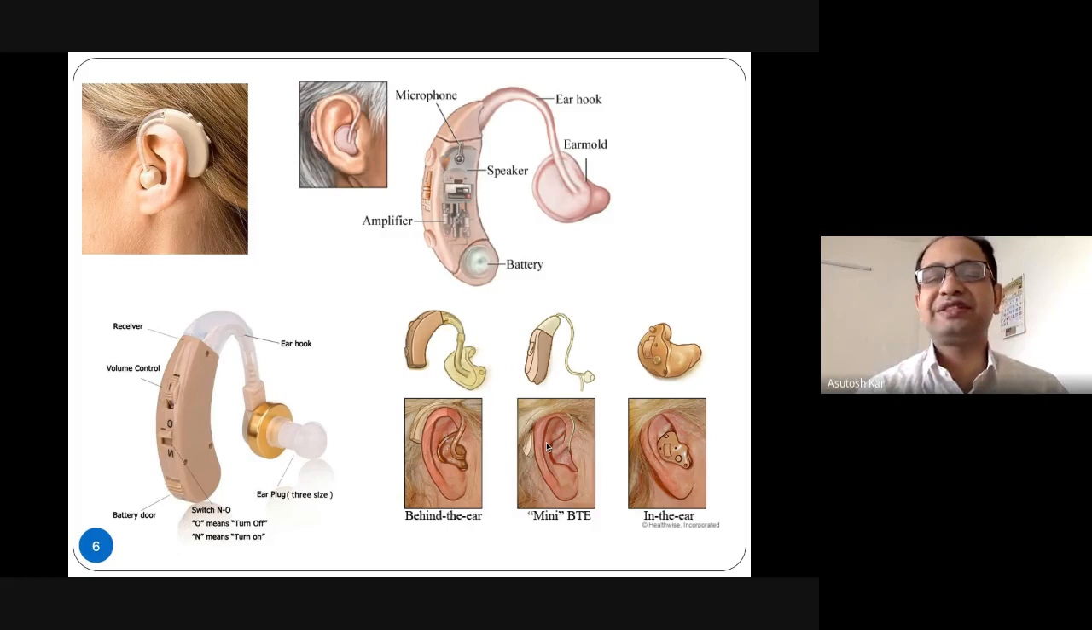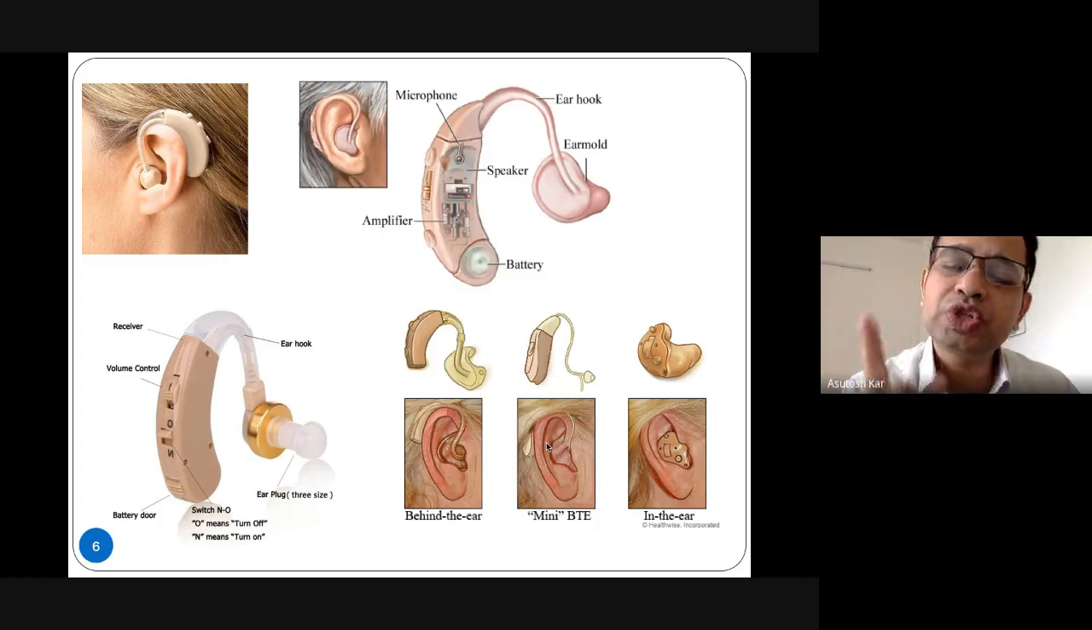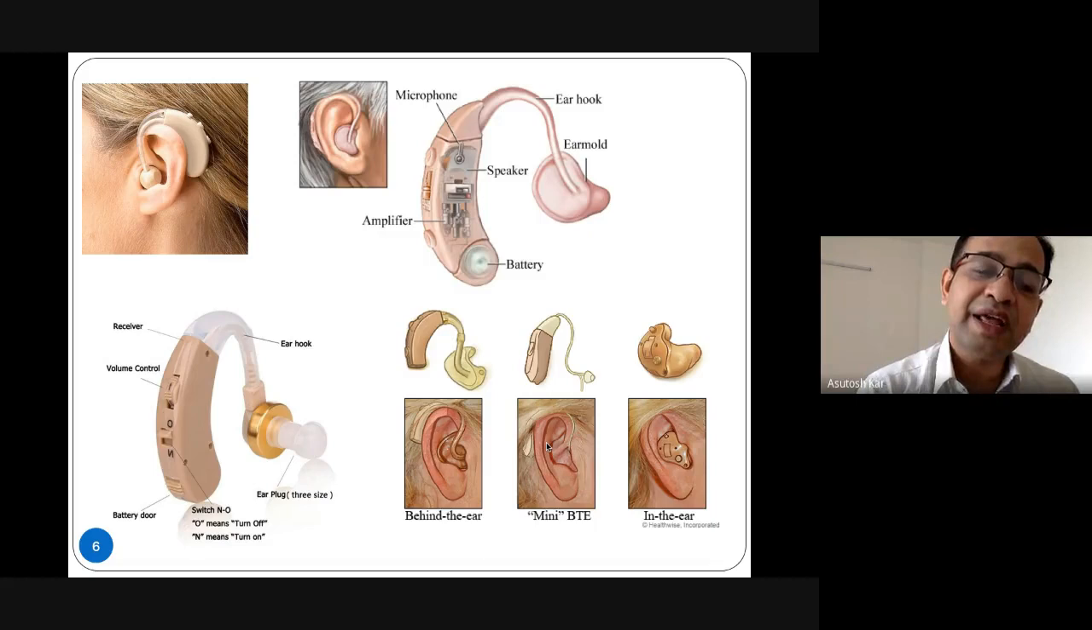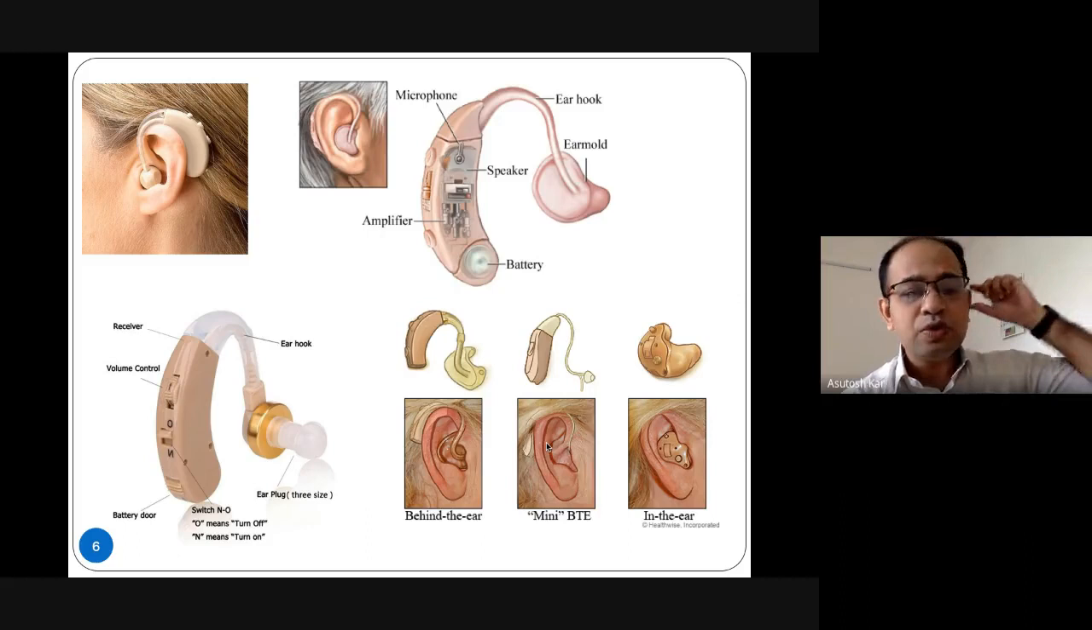What is that? That we will study. And due to this feedback effect, most of the people, after using only 6 months, this is what I'm telling, supported by data and information which has been published in prestigious journals, 50% of people stop using the hearing aid after 6 months of their usage. That means the other 50% of people use the hearing aid and throw it.